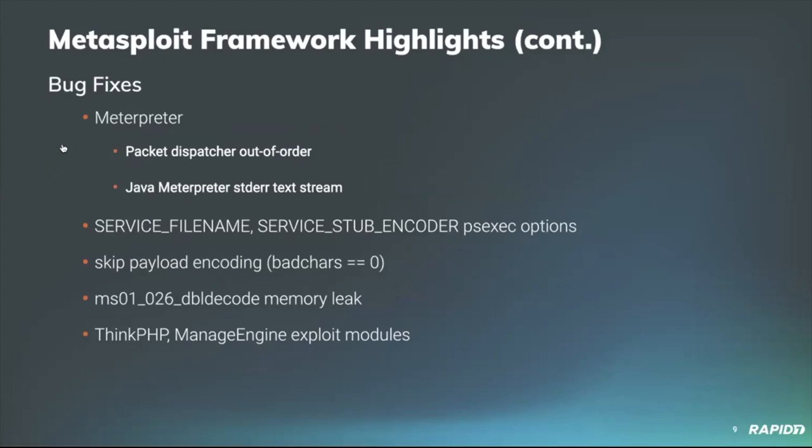A couple in the Meterpreter. The contributor OJ squashed a challenging bug originally reported a few years ago by user Arisada, where certain conditions could cause Meterpreter's packet dispatcher code to process packets out of order, which could cause protocol negotiation sequences to fail. So great fix there. Thank you, OJ.